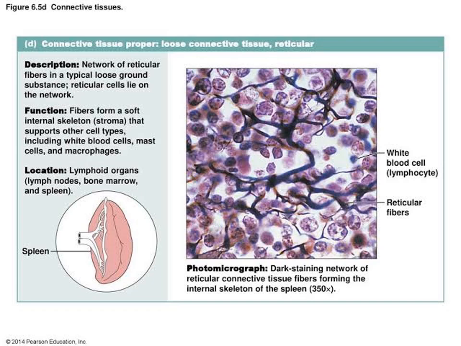This is very important, this microscopic picture. The first, the white blood cells, lymphocytes, then reticular cells, reticular fibers. That is important. The description: a network of reticular fibers in a typical loose ground substance. The cells in the network. Functions, I have already told. The location: lymphoid organs, in lymph nodes, bone marrow and spleen. That is the spleen picture.